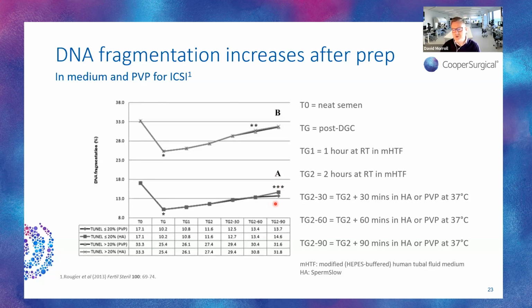This particular study from Rougier and colleagues from 2013 actually compared men with low levels of DNA damage in their neat sample and those with high levels of DNA damage in their neat sample, and then looked at the rate of spontaneous DNA damage caused when they are kept in either Hyaluronan or PVP, so in SpermSlow or PVP. And it shows the same thing, that over time, up to 90 minutes, you get this significant increase in DNA damage. So again, just be careful with your samples before and after preparation.